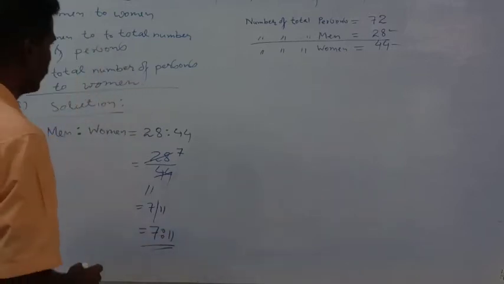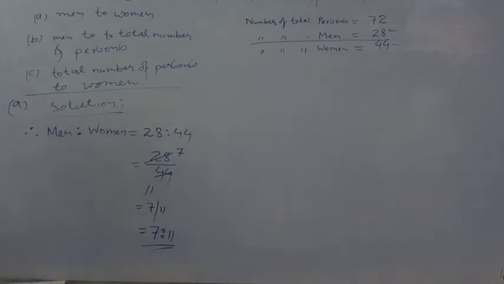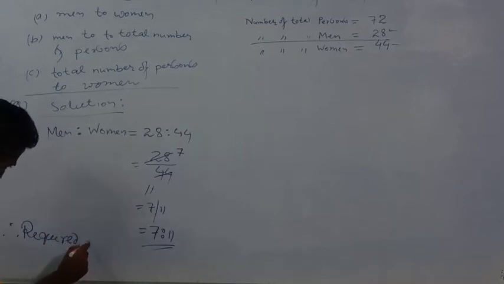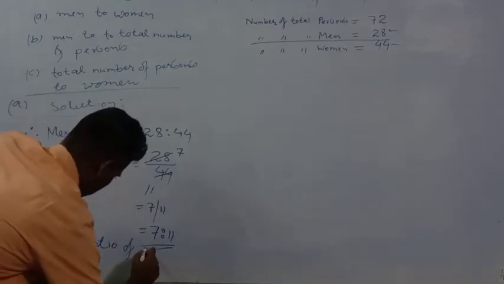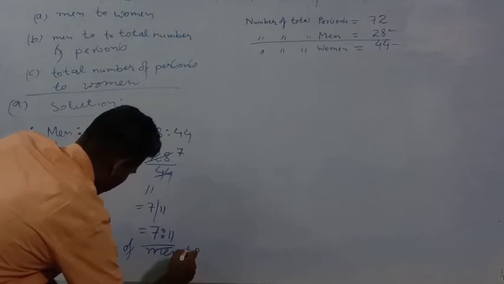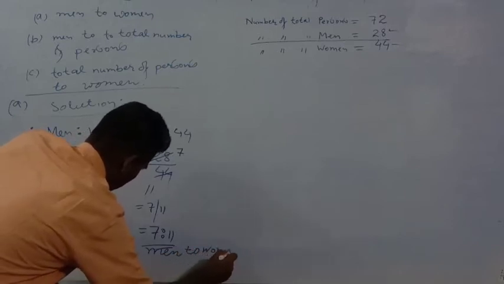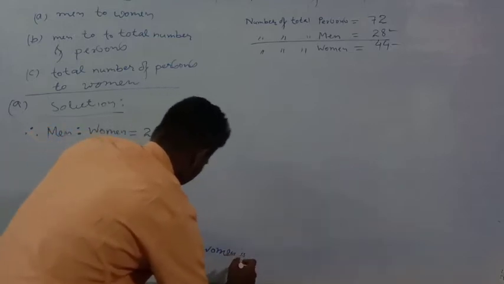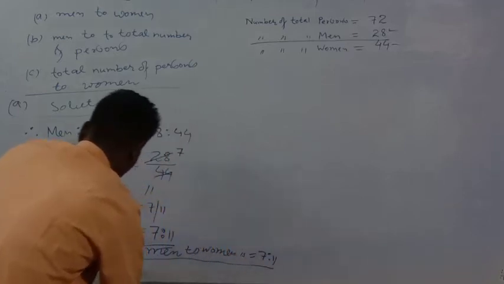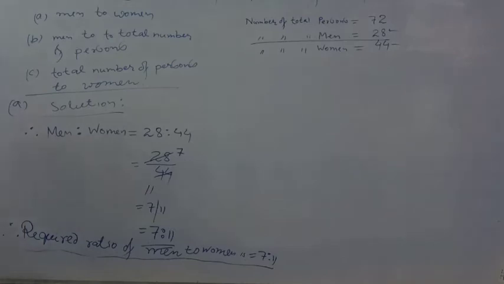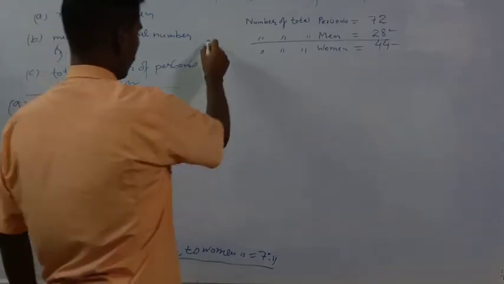This is the required ratio of men to women. Therefore, the required ratio of men to women is 7 is to 11. This is the solution for question number 5, sub question A. Now let us solve sub question B.